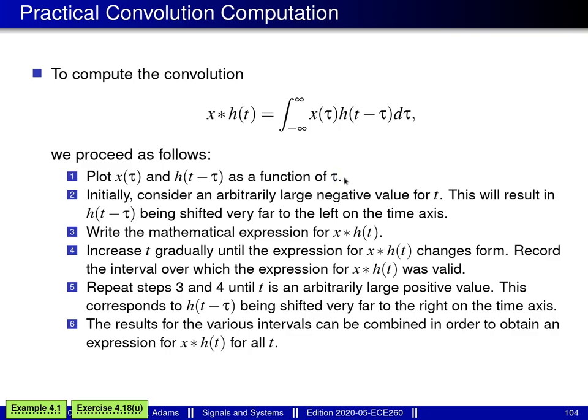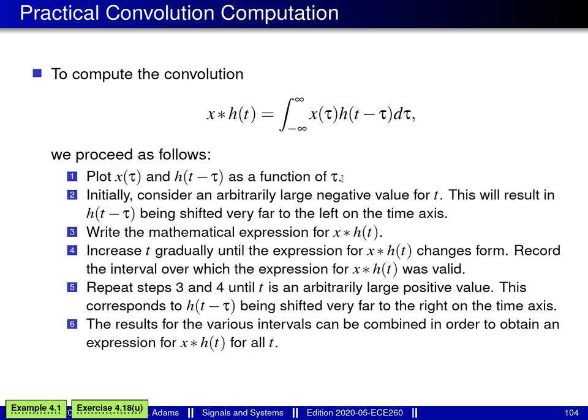The reason why we're plotting things with respect to tau and not t is that when we're doing this integration, the integration variable is tau. So as far as the integration is concerned, tau is the variable, and the t that appears in this expression here is just a constant as far as the integration is concerned. So when we're integrating, tau is the variable. This is why we're plotting things with respect to tau.